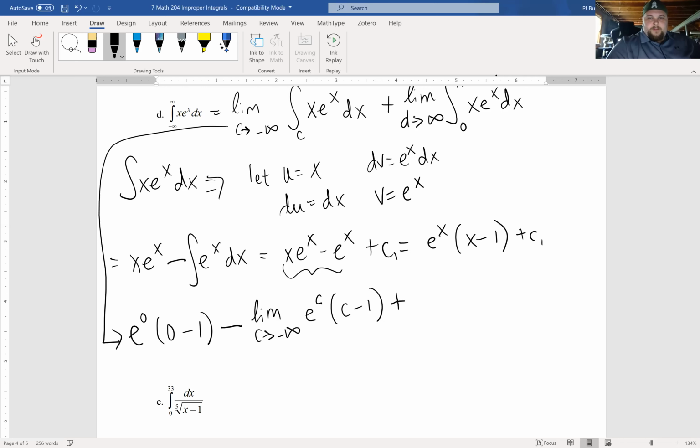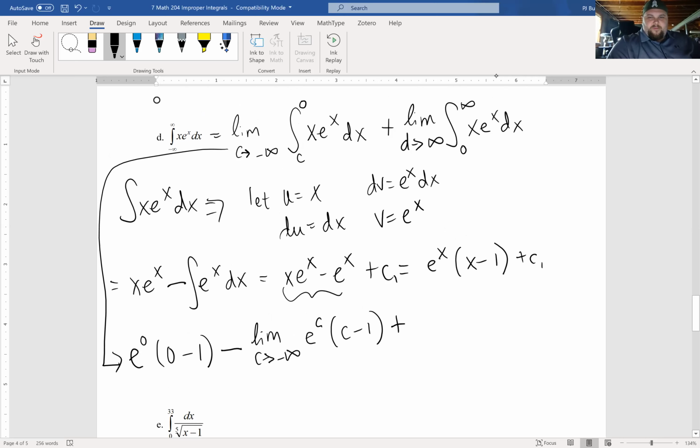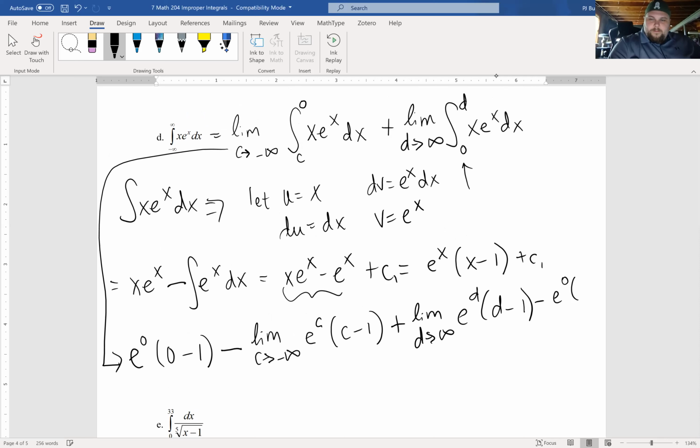plus, same answer for this integral, but we're now plugging in first infinity, or we need the limit as d approaches infinity. I realize I should have had a d there, sorry. e to the d times d minus 1. And then always subtract the lower bound, which in this case is 0. So e to the 0 times 0 minus 1.